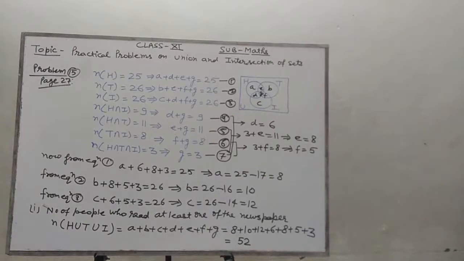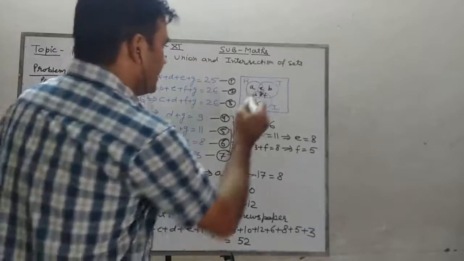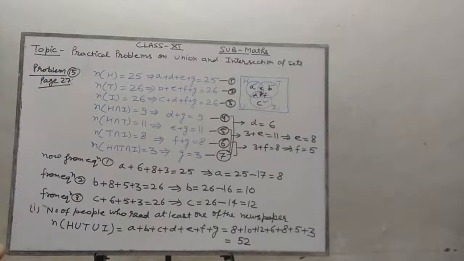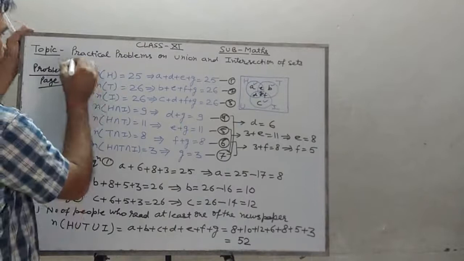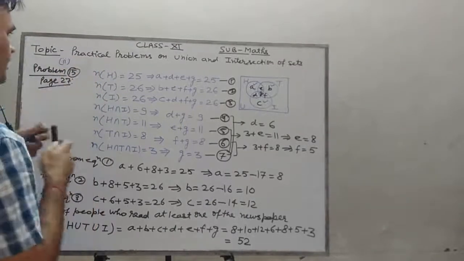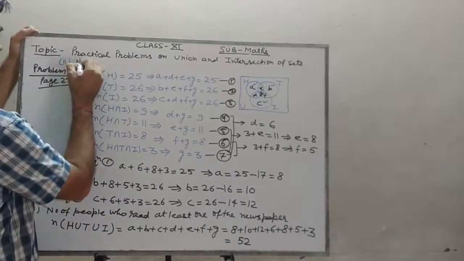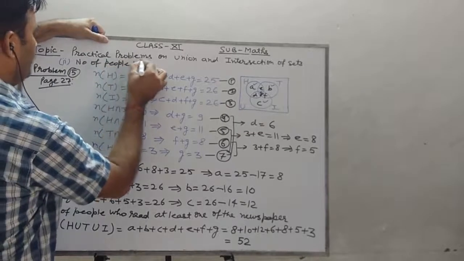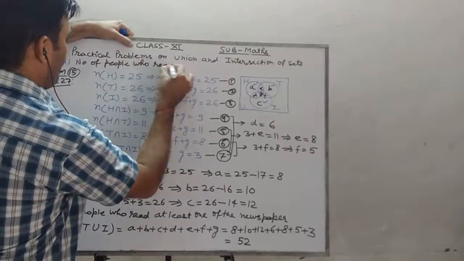Okay, and the second problem asked is the number of people who read exactly one newspaper. You can see from the Venn diagram, these are the three regions of people who read exactly one newspaper, A, B and C. So from here we can write the number of people who read exactly one newspaper.